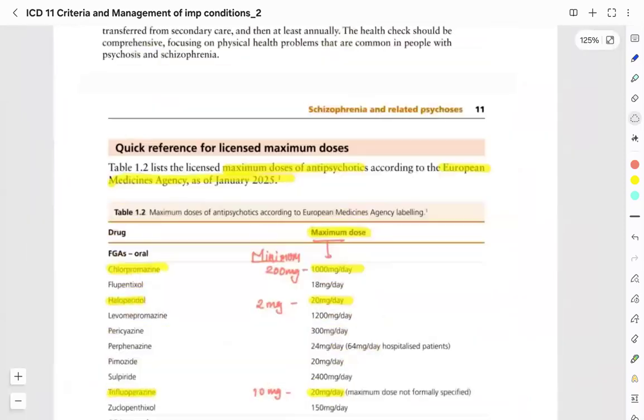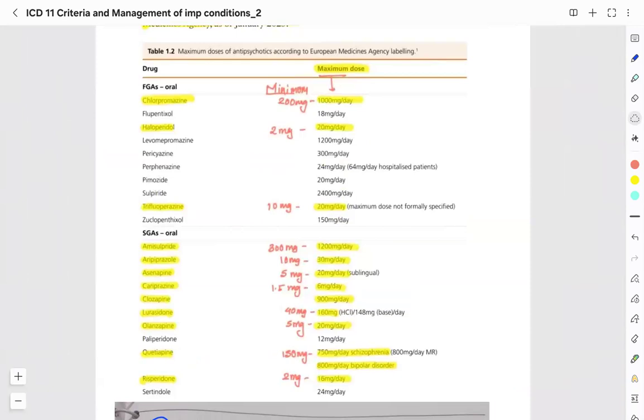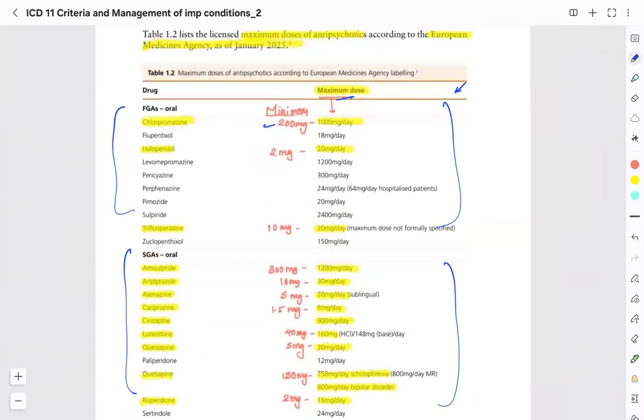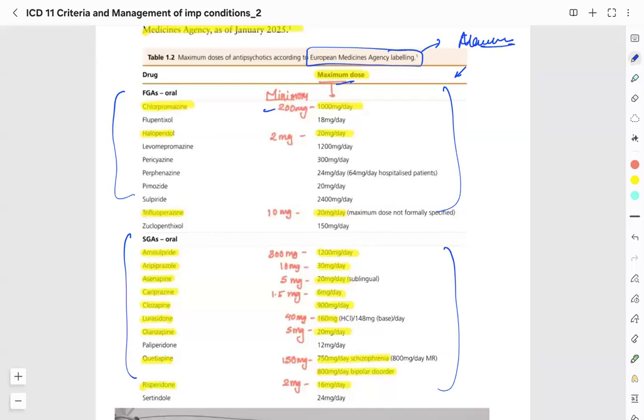But yes, these are the medications that we usually use here in the first generation part and the second generation part. These are the minimum and maximum doses of the medications mentioned in European Medicines Agency labeling. And again, this is taken from Maudsley. Yes, and you need to remember these as well, paper D, and also what doses we will use for first episode of psychosis. Because usually they're a bit lower, often half of the usual dose.